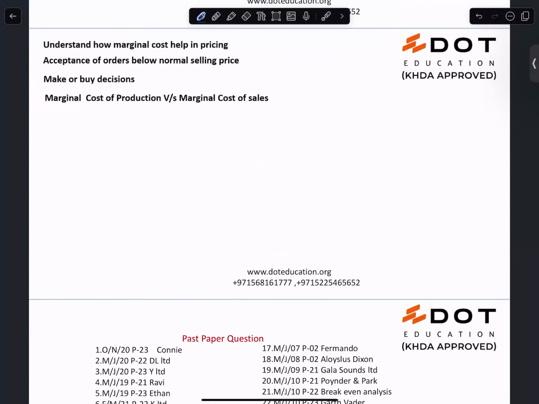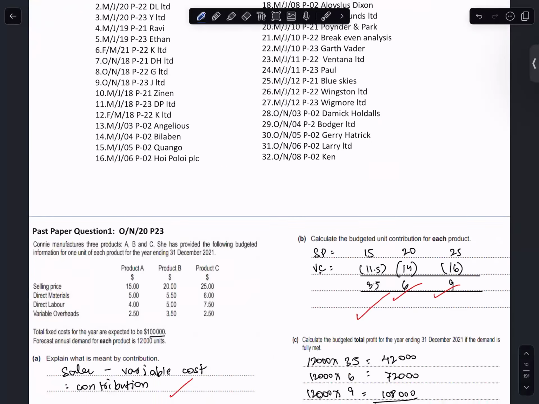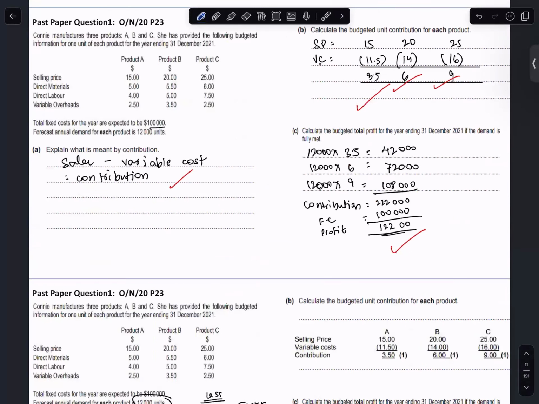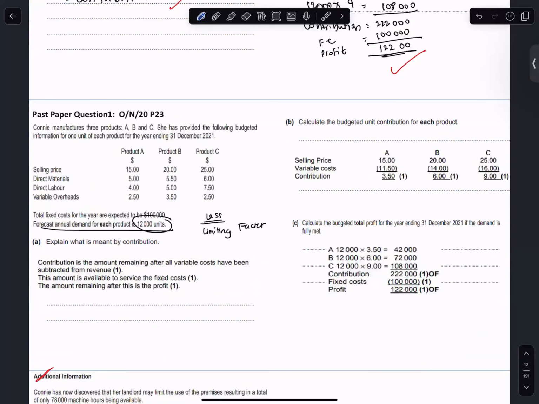What are the uses of marginal costing? It is to make short-term decisions and to understand whether to accept orders below the normal selling price. Then understanding how marginal cost helps in pricing. Okay, very good.